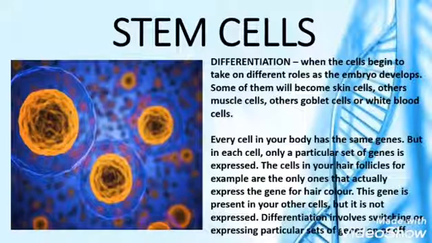Every cell in your body has the same genes, but in each cell, only a particular set of these genes is switched on or expressed. The cells in your hair follicles, for example, are the only ones that actually express the gene for hair color. This gene is present in all your other cells, but it is not expressed. So differentiation involves switching on particular sets of genes, or expressing a particular set of genes, and others off.